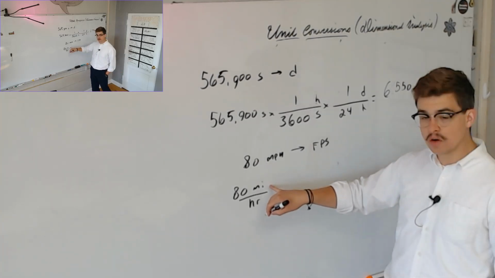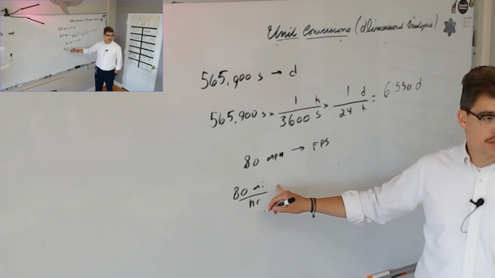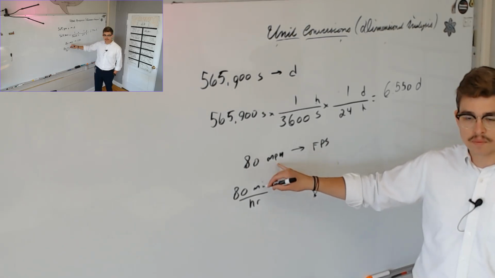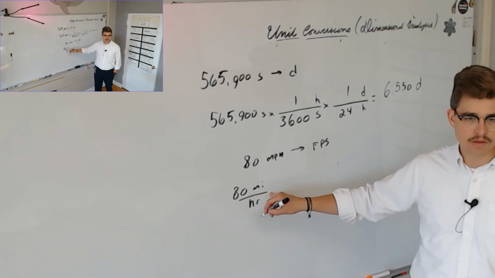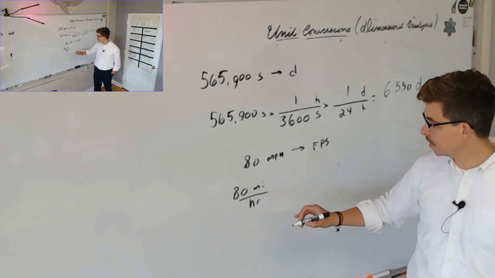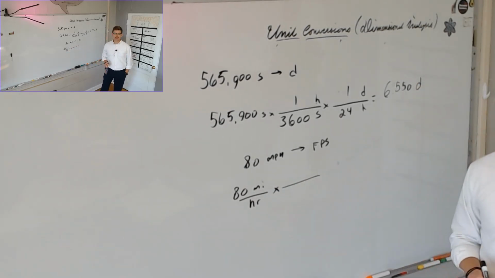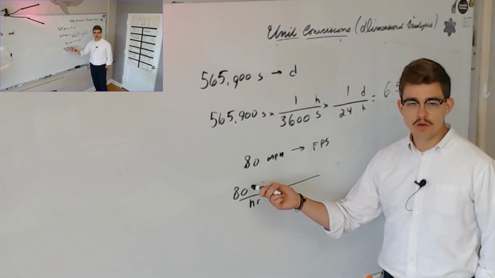So 80 miles, I rewrote it like this, first of all. You need to do this. You need to rewrite it from MPH, this means nothing, to miles divided by hour. The per means divided by. We talked about this last year, so you were good on that. Miles divided by hour. You can do either one first. I like to do the one in the numerator first.